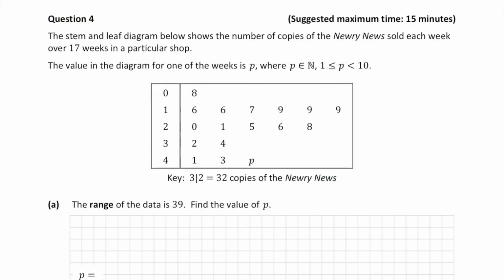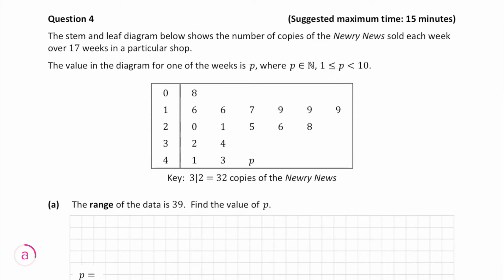Here's today's question, which is worth 45 marks. One of the highest amount of marks going for a single question. Right off the bat, we're given a stem and leaf plot showing the number of copies of a newspaper, the Newry News, that was sold each week over 17 weeks.